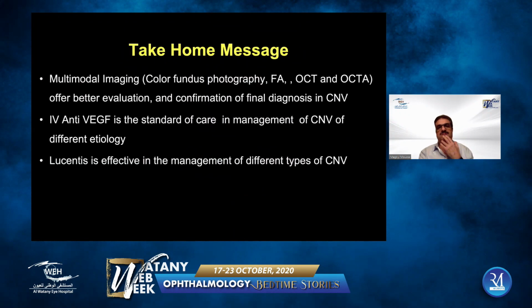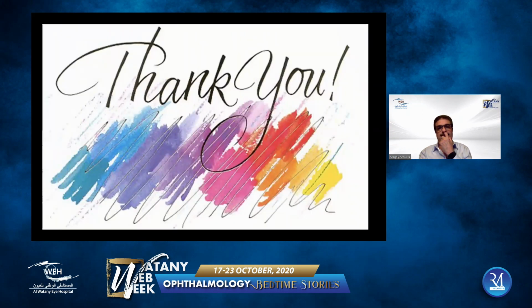So my take-home message is multimodal imaging. We have to use multimodal imaging to differentiate different types of CNV, and it's for better evaluation and confirmation of the final diagnosis, because as I said, some of them have a very bad natural history, like the RAP lesions, and some of them need more and more injections. Some of them have combined pathology, so all the imaging modalities should be used, and intravitreal anti-VEGF is still the standard of care in the management of any type of CNV, and Lucentis is effective in the management of different types of CNV. Thank you so much for listening.